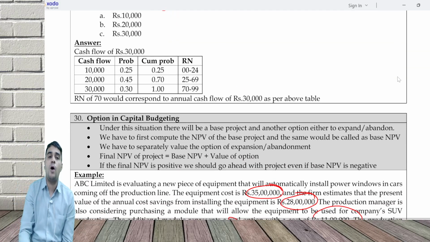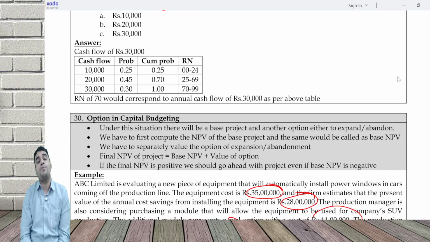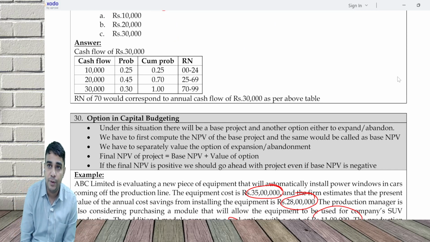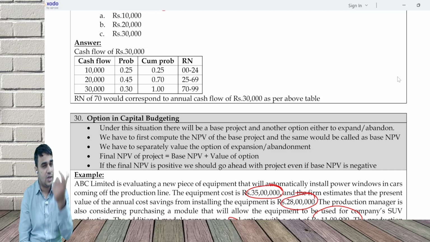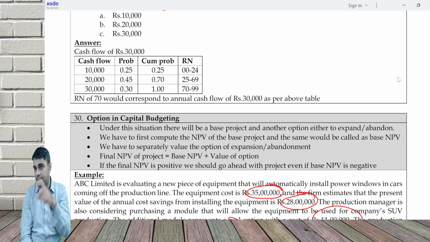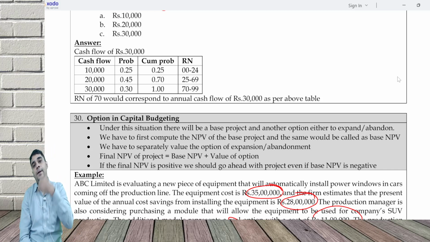And the last one is option in capital budgeting, where you have a foundation project which is bad and there's a new project which could be good. So I don't want to do the foundation project because it's bad, but the better project is there. So you first analyze the base project, then you analyze the option, club them together. Clubbing them together, if the project is viable, go ahead and do the project.